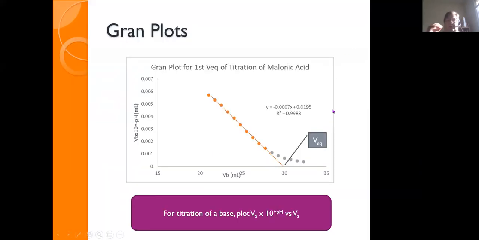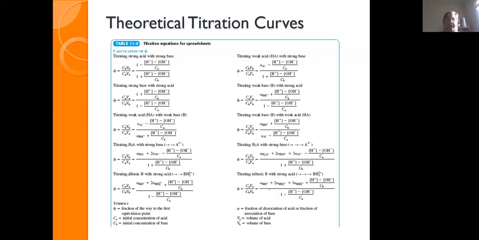Let's go back to the PowerPoint now. So the next one is the theoretical titration curves. Again, this is also for the lab. You will be required to do one theoretical titration curve as part of your titration curves experiment. One thing to keep in mind with that experiment, it's a lot of spreadsheets. So you don't want to be leaving it to the last minute. Try to get it done sooner rather than later.